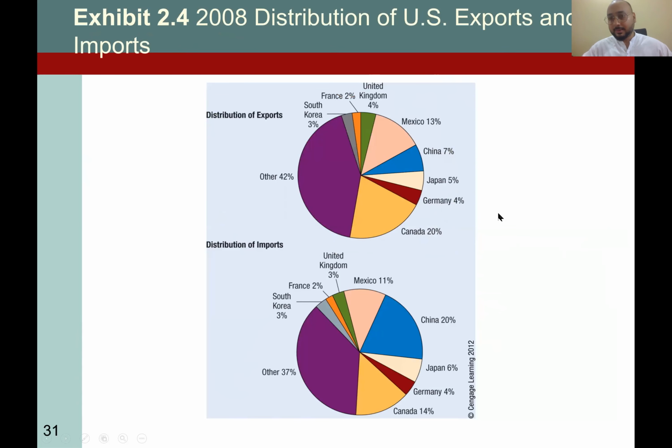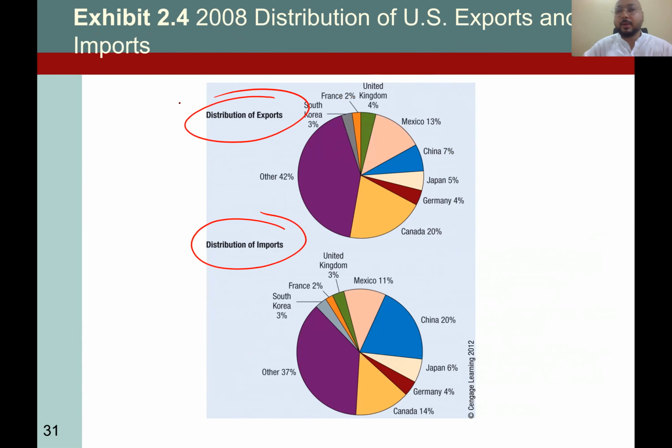Where everyone is connected. So the distribution of the trade volume is with respect to exports and imports. You see, the key exporters are these countries and others 42%. Importers, the key importers are these countries: Canada, Germany, Japan, China, Mexico, United States, France, South Korea, and others 37%. Right? So it means your import and exports are also connected with the world economy.